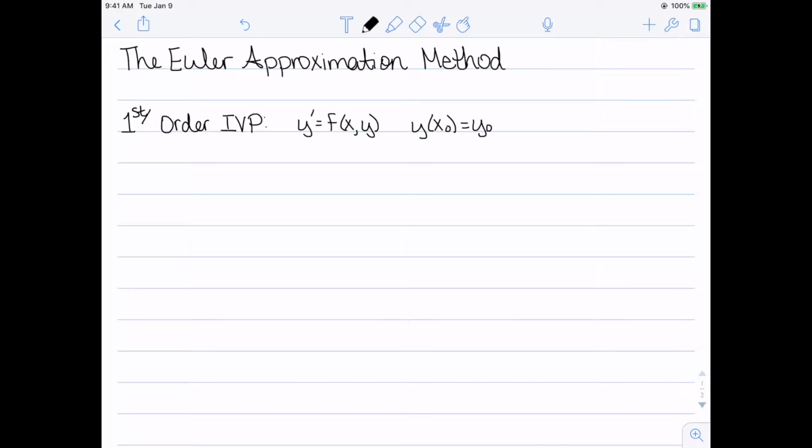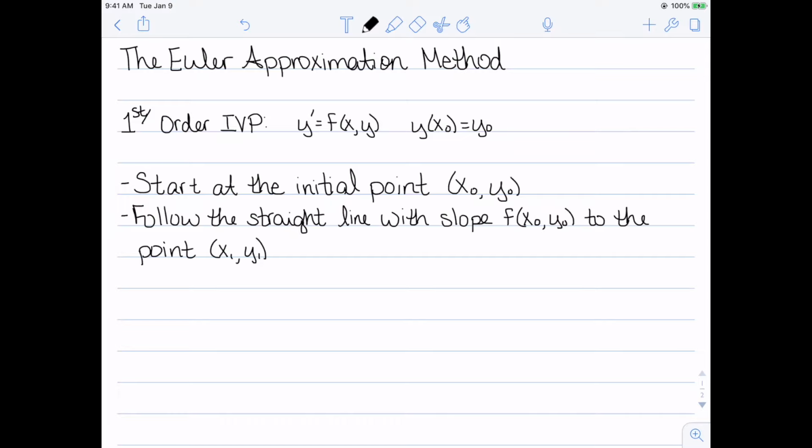So let's start with the general idea. We're going to start at the initial point x0, y0, and this is going to be a graphing method, so go ahead and plot that point. The next step, we follow the straight line with slope f of x0, y0 to the point x1, y1. So essentially, we're going to determine the slope of the tangent line at the point x0, y0, and just draw a short segment of that tangent line.